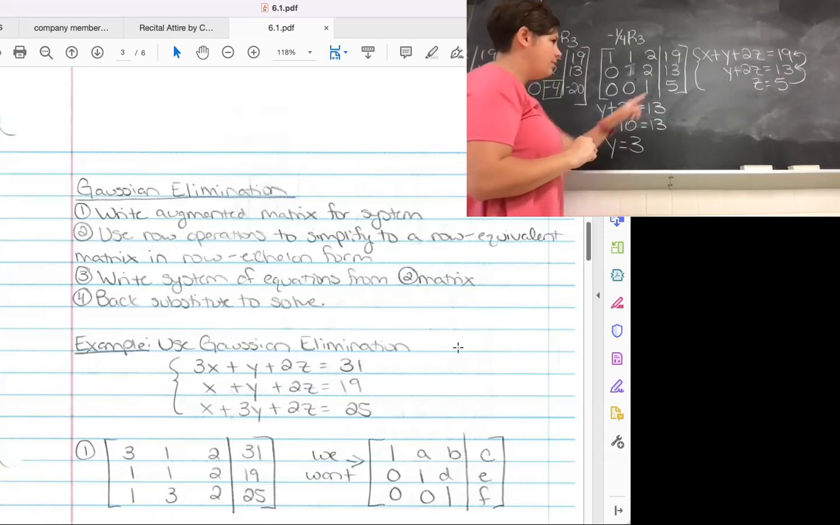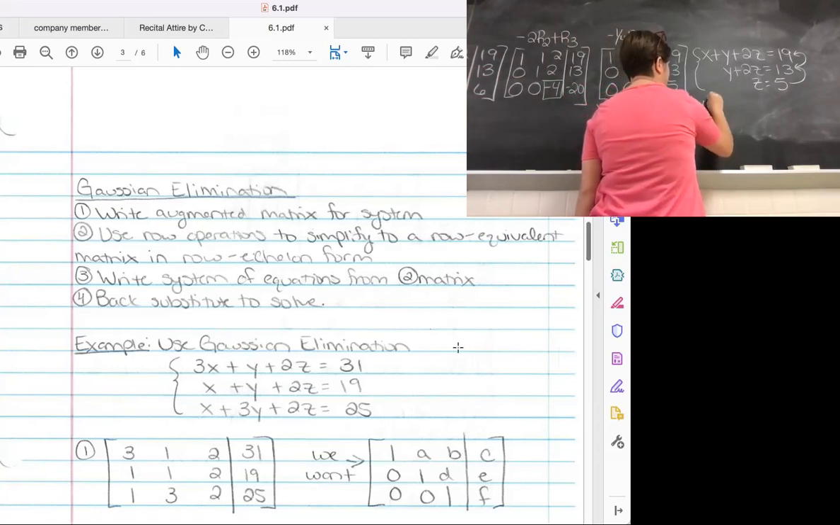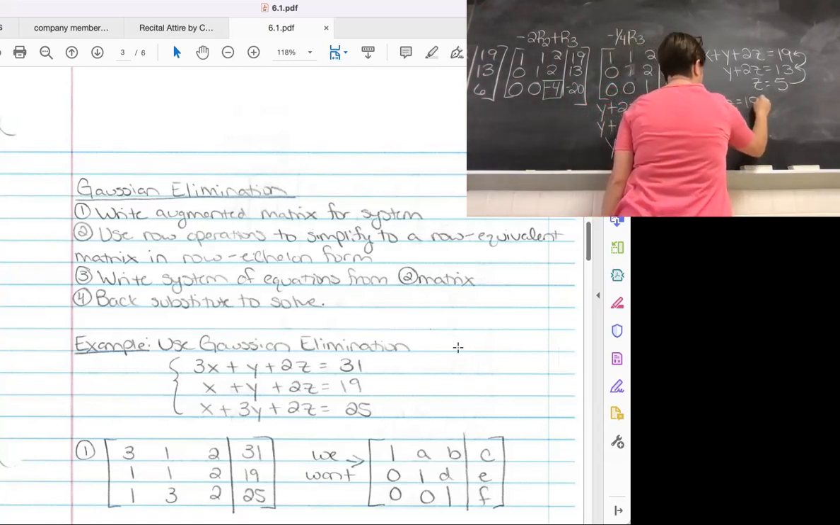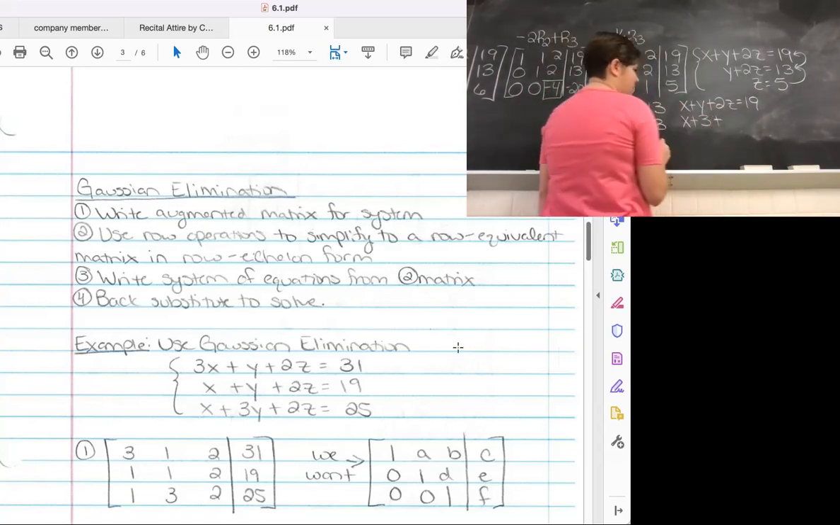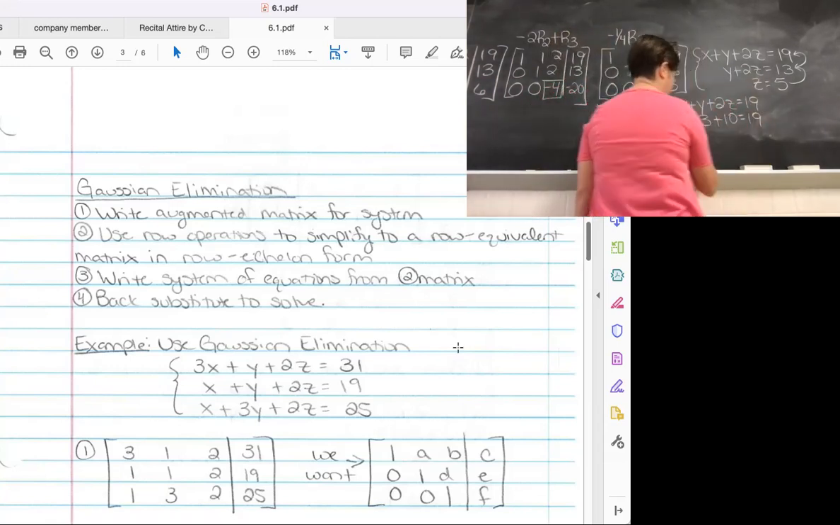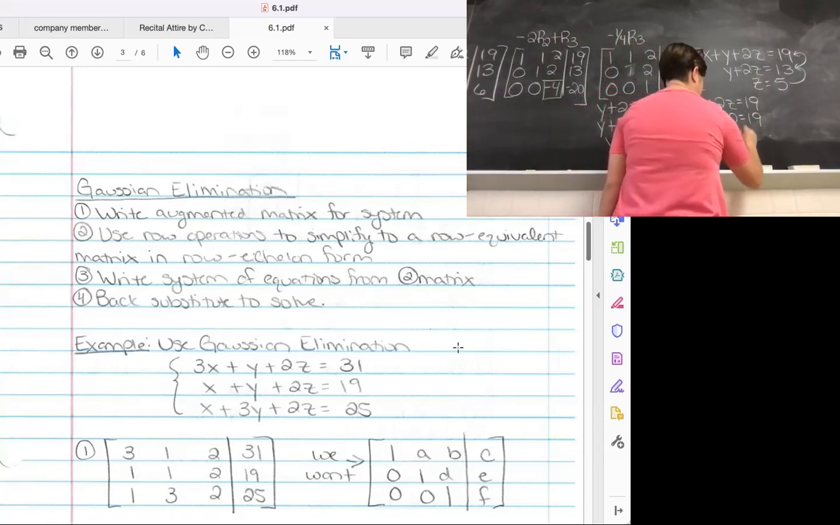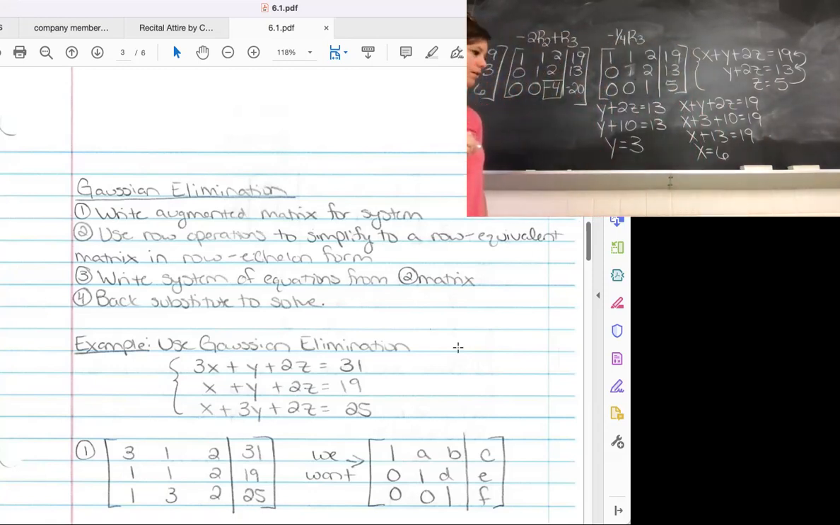Okay, so now we know z and we know y. So I'm going to solve for x. x plus y plus 2z equals 19. x plus y, well, y was 3, plus 2 times z, 2 times 5 is 10, equals 19. x plus 13 equals 19. So x equals 6. So our solution set is the ordered triple (6, 3, 5). Just like that.